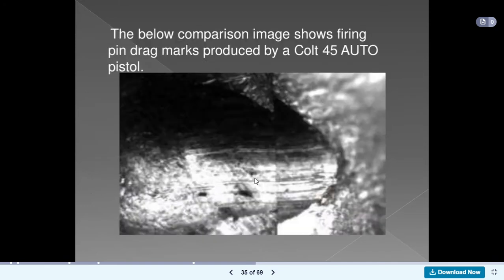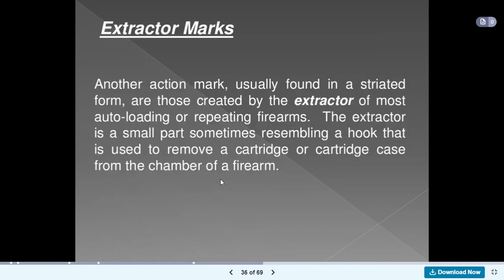So this comparison image below shows the firing pin drag marks, by a Colt .45 automatic pistol. So kita ninyo na. Okay.